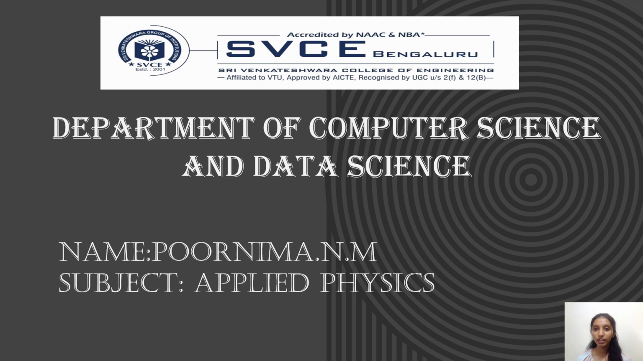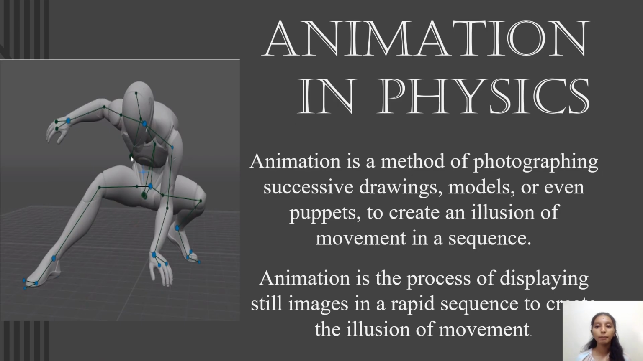Now, in this video, we are going to discuss animation in physics. Animation is a method of photographing successive drawings, models, or even puppets to create an illusion of movement in a sequence. Animation is the process of displaying still images in a rapid sequence to create the illusion of movement.